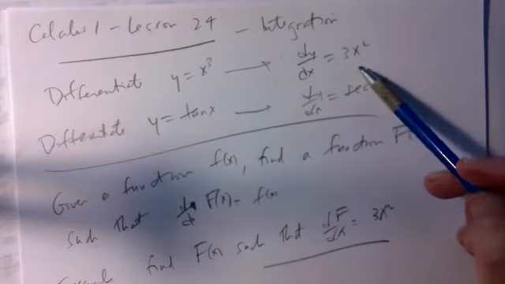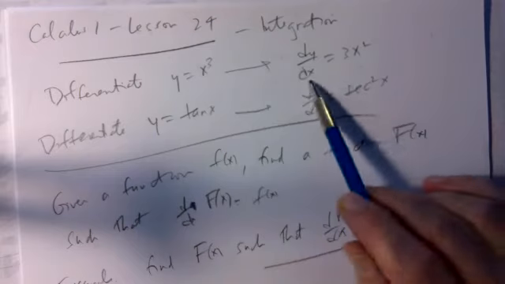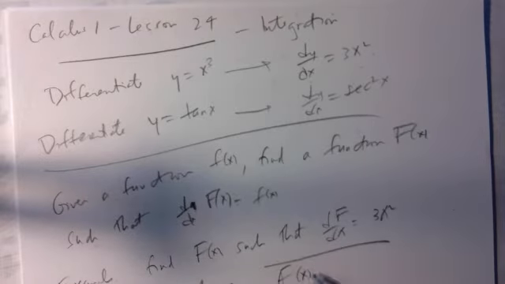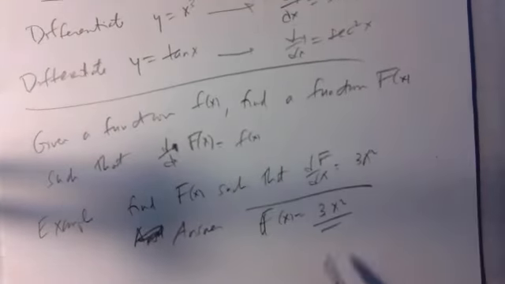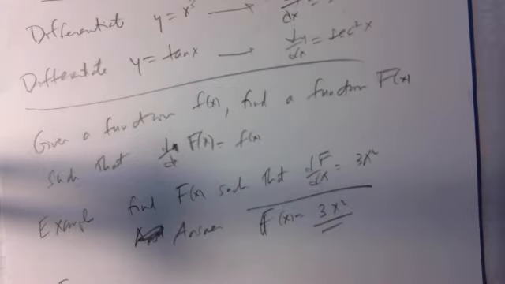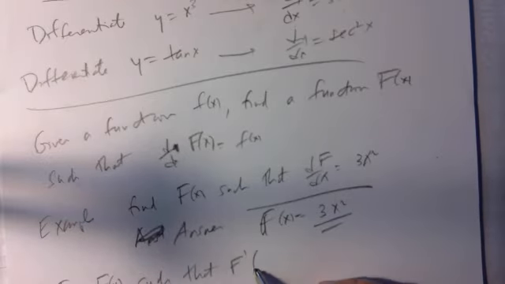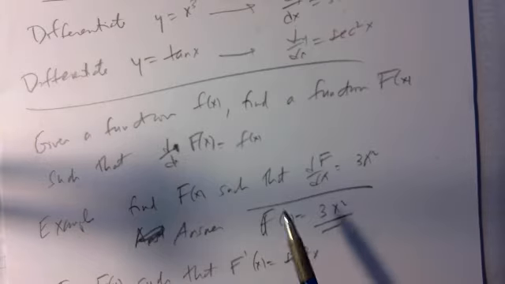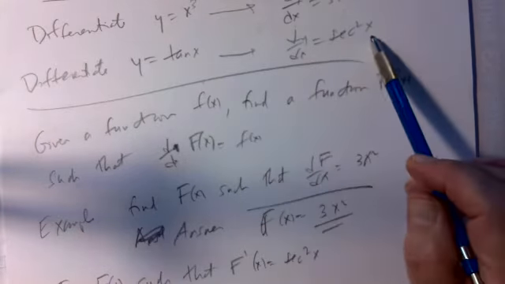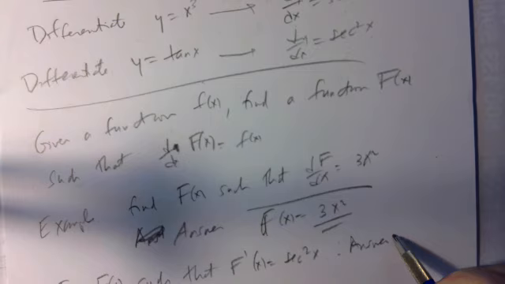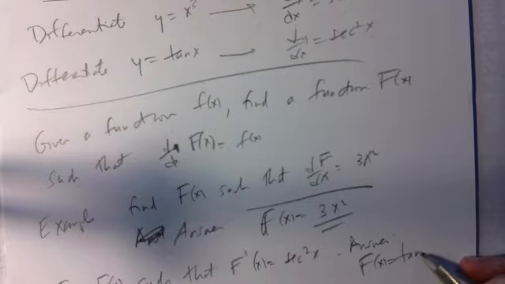And we know the answer because right up here we see if you take y equals x cubed, then dy dx is 3x squared. So the answer to this problem, at least one answer, is you can take capital F of x to be x cubed. So that's a function whose derivative is 3x squared. Or find F of x such that the derivative, capital F prime of x, is equal to secant squared x. And up here we saw the derivative of the tangent is the secant squared. So what we can call the antiderivative of secant squared is tangent of x.